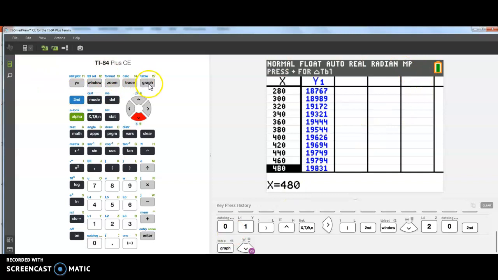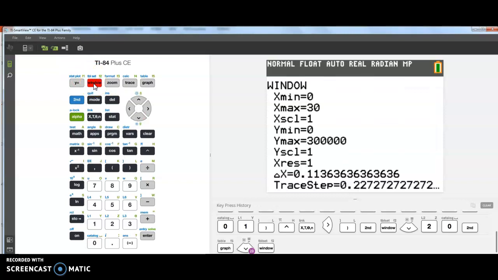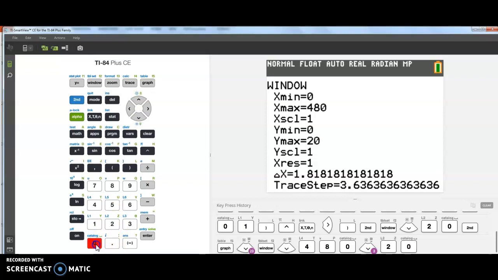I'm ready to graph. But just like we had to set up the table, we have to set up the graph as well. And so the way that we do that is we use the window button, and it will give us a window, a picture of the graph. So in window, my x-axis, which was my horizontal axis, should start at 0, arrowing down, and go up to 480. That's what we had decided. My y-axis, also starting at 0, and it should go up to 20,000. And I figured that out using the table, which is vitally important.